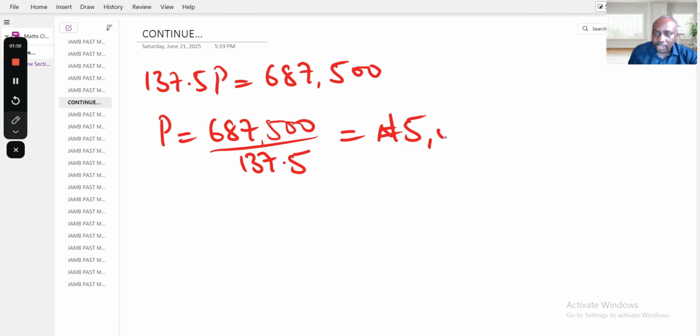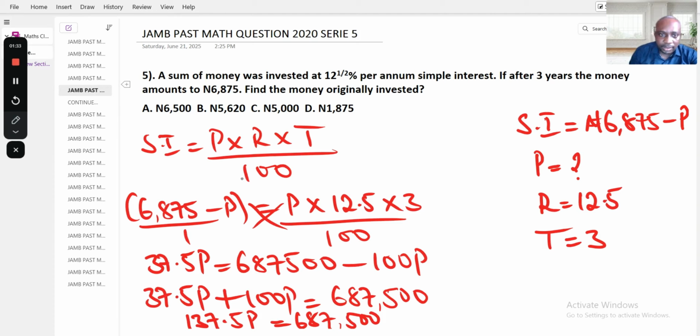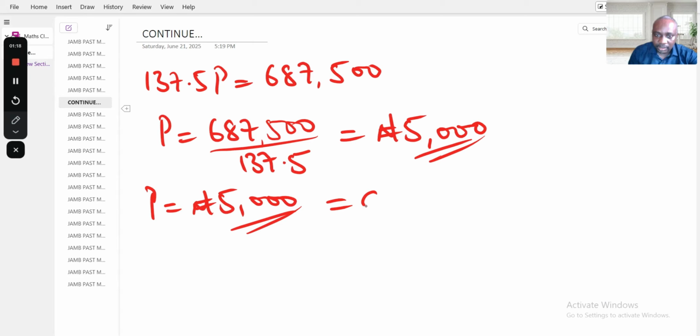5,000. Therefore, our principal is what? 5,000 naira. This is exactly the amount that we invested, that yielded what? Let's go back to the previous question. Yes, we invested 5,000 and it yielded 6,875. Therefore, the original amount invested is what? C. Our final answer is C. Let's move to the next question.